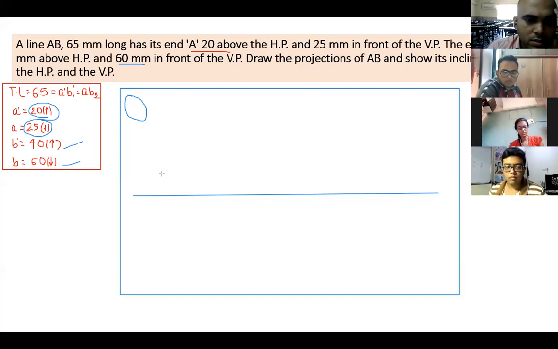Next you have to make a line here which has a length of... Now you tell me what the length should be. This is your A dash and this is your A. Okay, I hope you are able to understand now what the length will be. 45 mm. Very good. 20 plus 25.